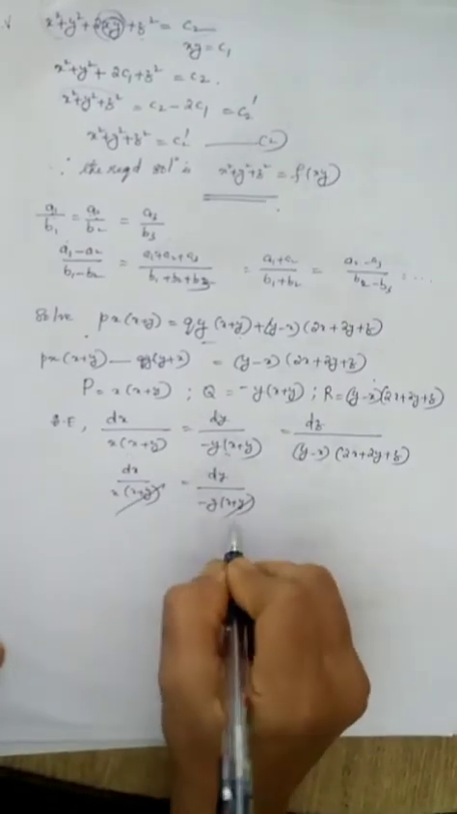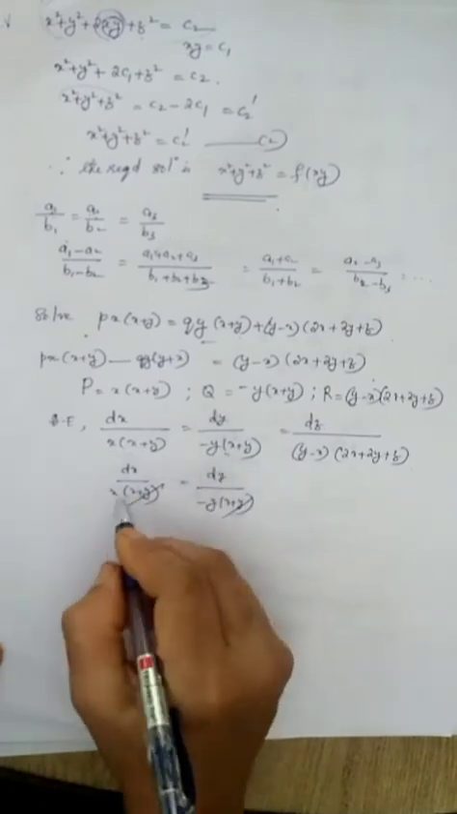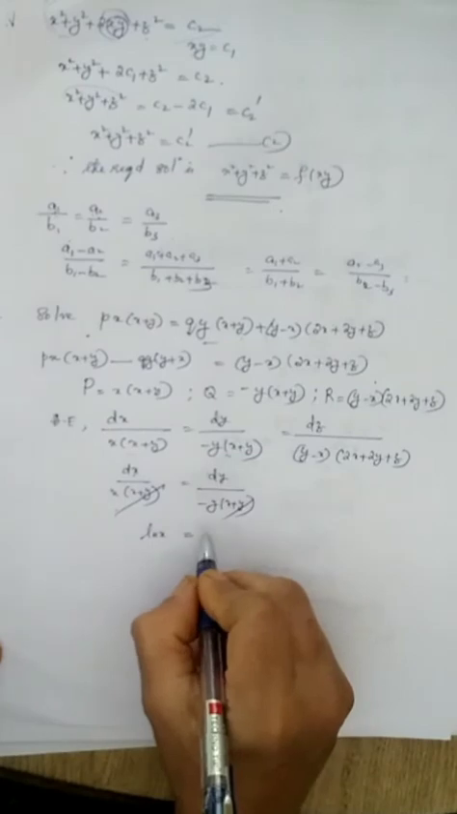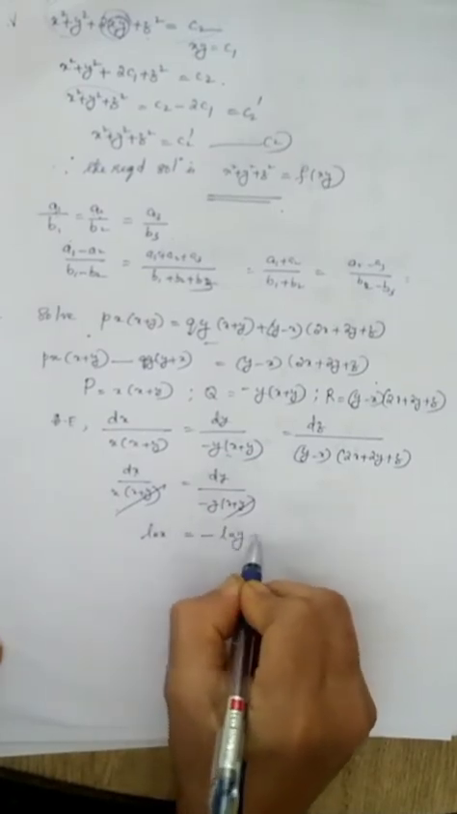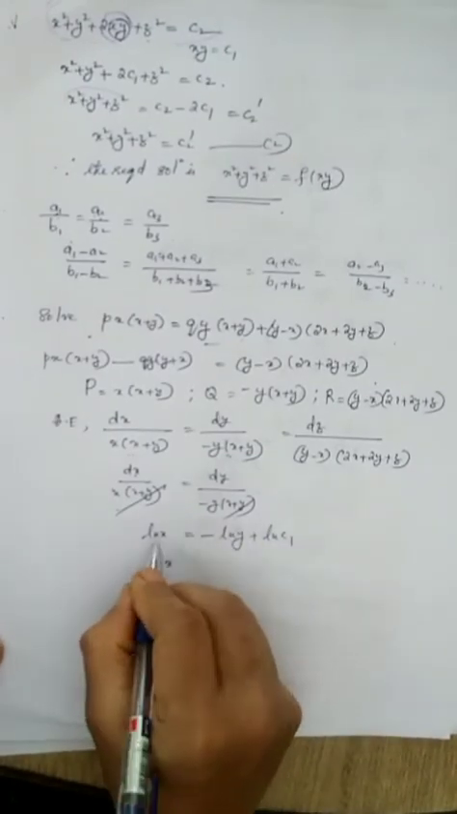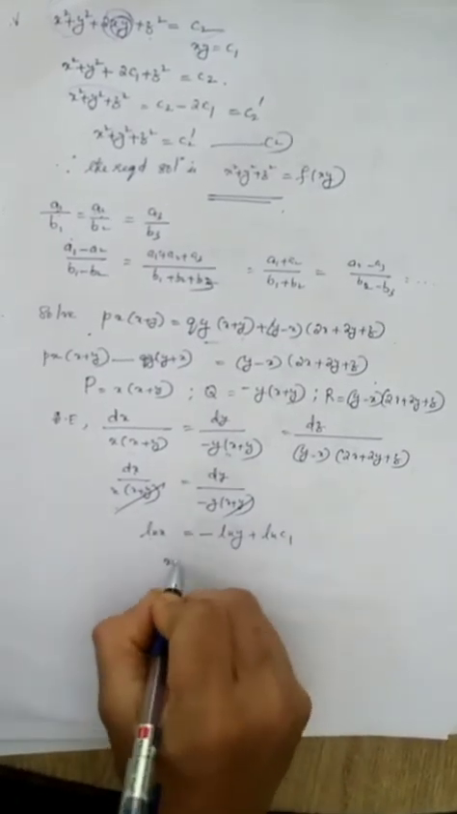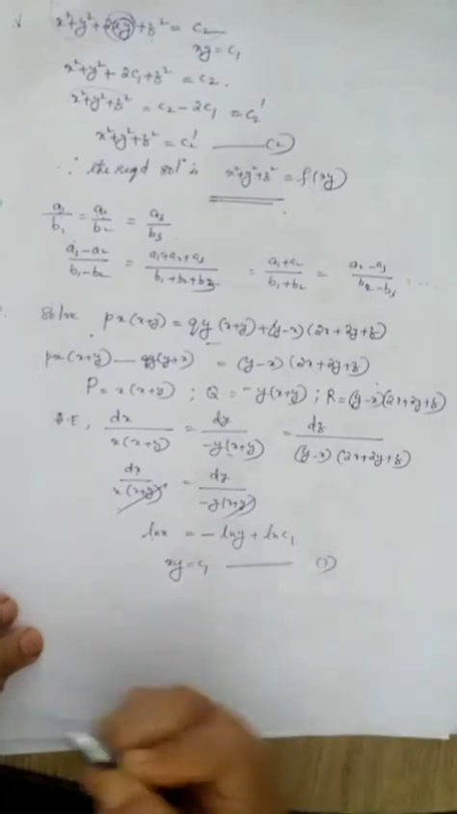Cancelling and simplifying, integrating, dx by x is ln x equal to integral dy by y is ln y. So, here we have a negative sign, minus ln y plus ln c1. As usual, we have ln x plus ln y equal to ln c1. So, ln of xy equal to ln c1. So, xy equal to c1. So, this is the first part of the solution.